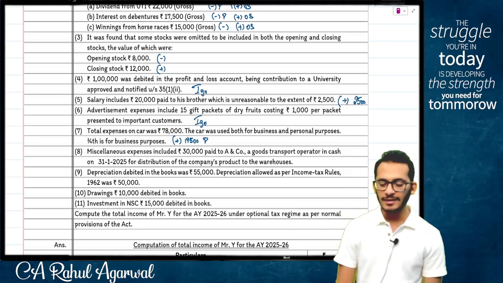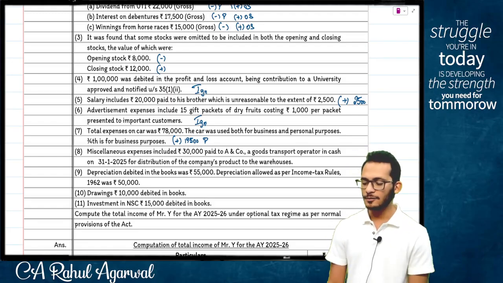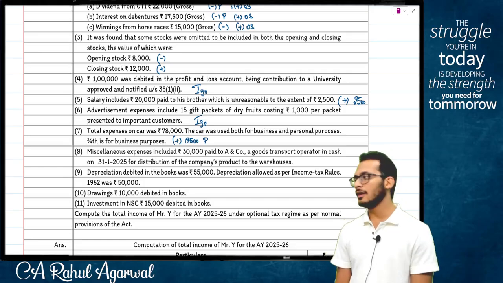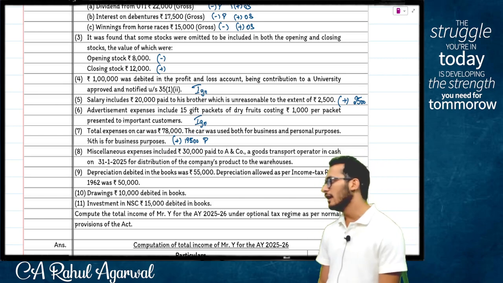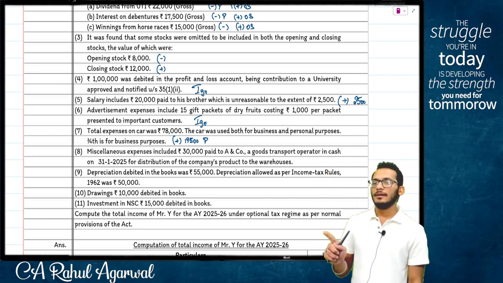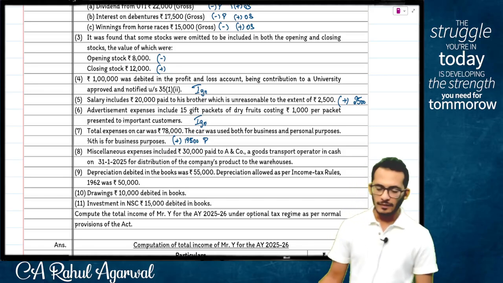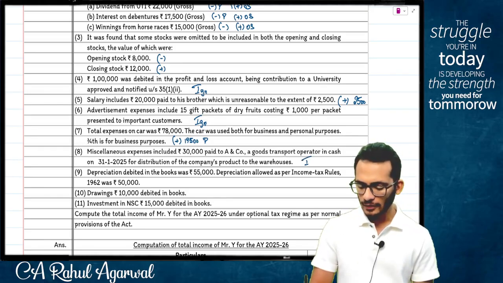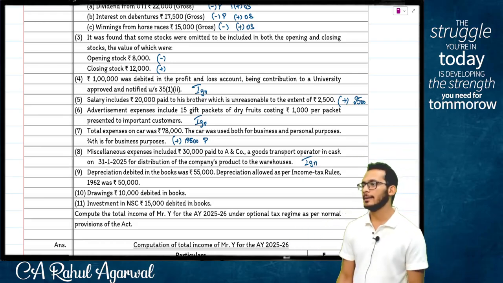Next, miscellaneous expenses include 30,000, which is paid to A&Co, a goods transport operator, in cash on 31st January 25 for distribution of the company's product to the warehouse. People, trigger point is cash. Payment made is 30,000. I can pay up to the limit. Therefore, ignore information. Correct? Yes.